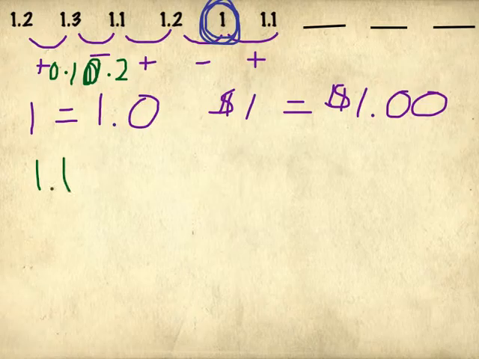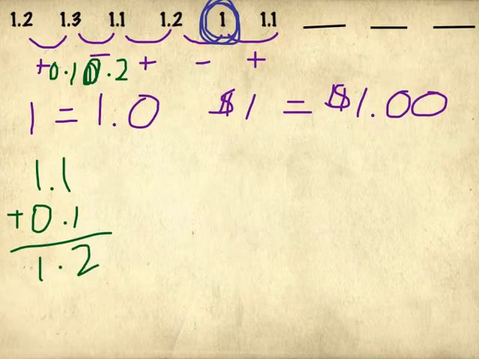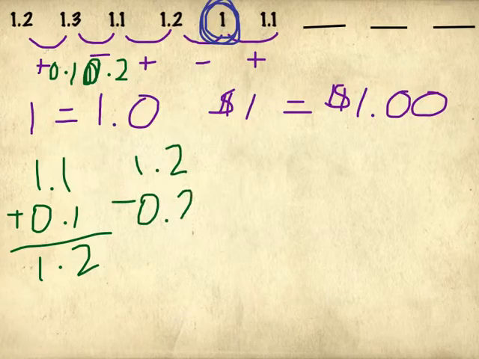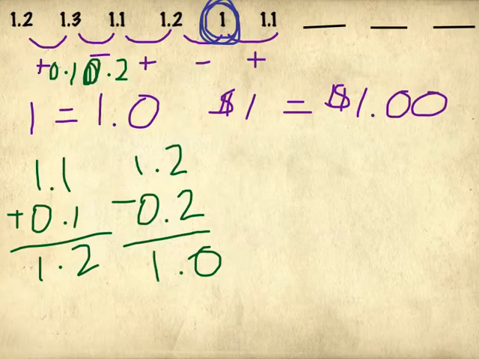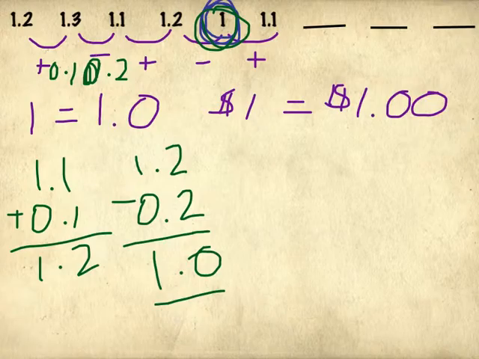So 1.1 plus 0.1 should give me the next number in the pattern, which is 1.2, and it does. And 1.2 take away 0.2 should give me the next pattern number, which is 1 or 1.0, which it does. I have found my pattern rule. So now I just need to finish the pattern.